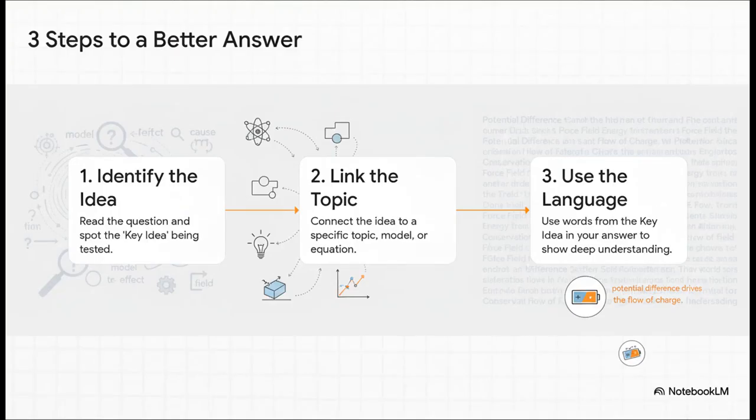First, when you read a question, play detective. Ask yourself, which of these key ideas are they really testing me on here? Is it about cause and effect, a scientific model, a field? Second, link that idea to the specific topic you've learned. Finally, and this is the real mark winner, use the language of the key idea in your answer. So instead of just saying current flows, a top-level answer says the potential difference drives the flow of charge. See the difference? That shows the examiner you get the deep principle behind it.